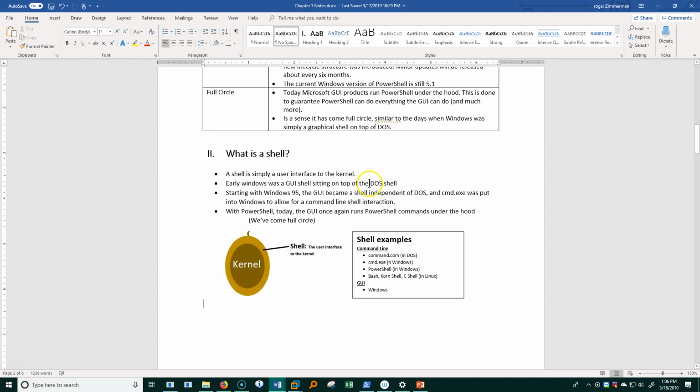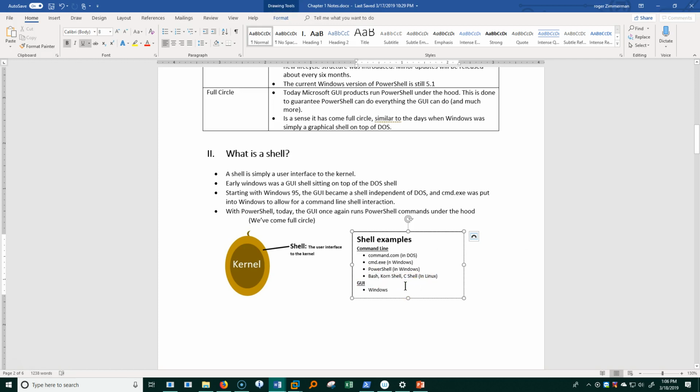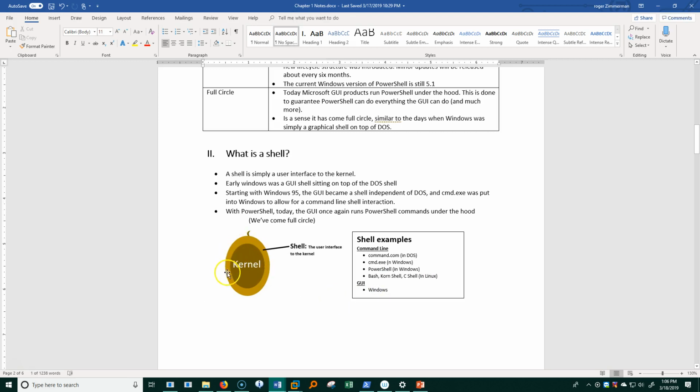Now, in early days, DOS was the shell. It was how we spoke to the kernel. And then later on, the GUI, or Windows, became the shell, and you could still work in the command line, which was a version of the shell. PowerShell is a version of the shell. In Linux, you have such things as Bash, Korn Shell, C Shell, and so on, a whole bunch of different shells, and that's one of the things that makes one version of Linux different from another. And in the GUI world, Windows itself is the shell.